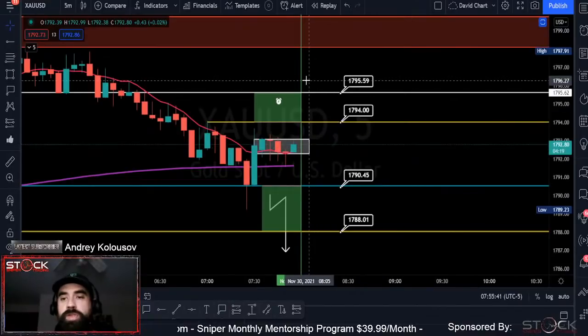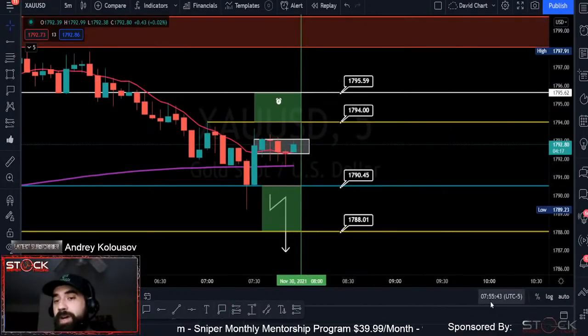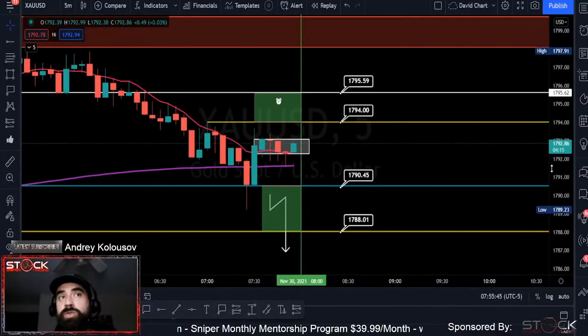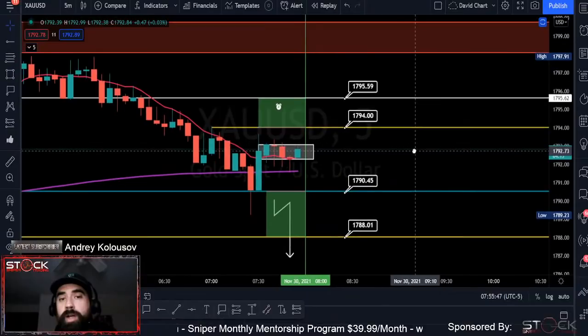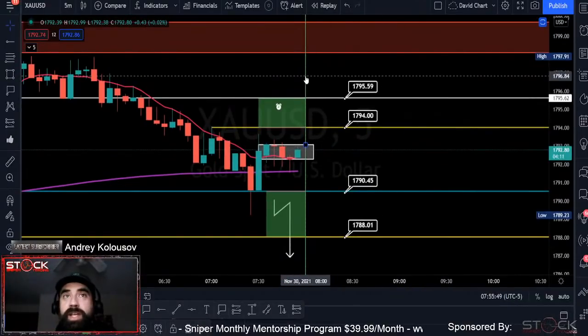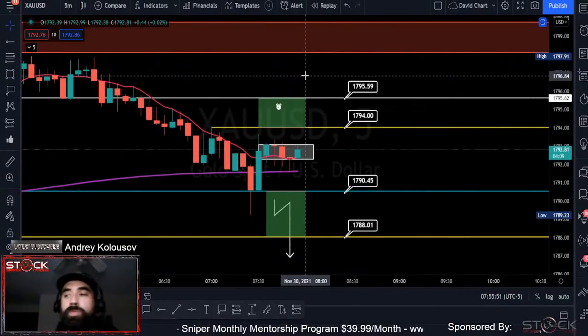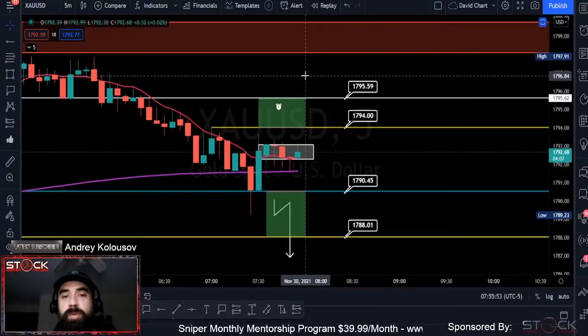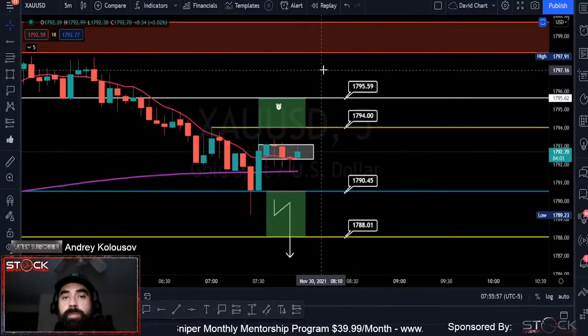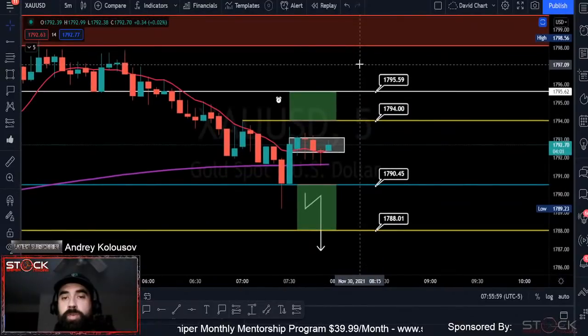Okay, so it's 7:55. Okay, we have 4 minutes until that new hourly open. Okay, new hourly open. So this is the candle. This is the candle right now, what we're looking at here. Okay, so be patient.